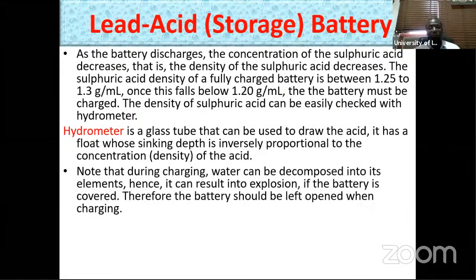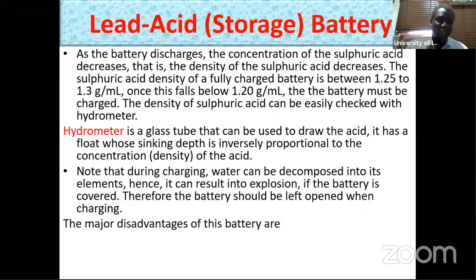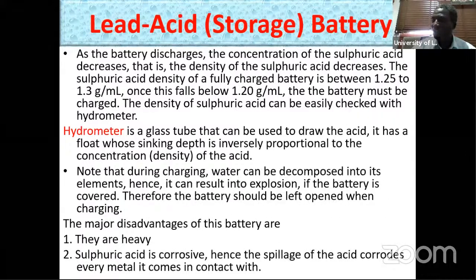And of course, normally when you are charging, you have to leave it open. I think that is important. If you don't leave it open, the gases that are being produced may cause an explosion. So when you are charging batteries, normally you leave the cells open. The major disadvantage of this, which is very important, is that they are heavy. The second disadvantage is that they are corrosive, and that's a big problem.